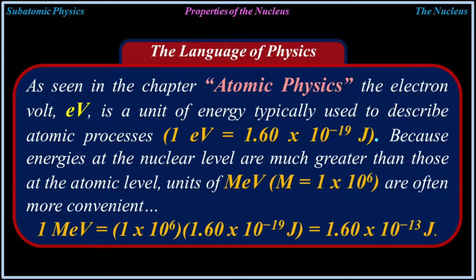As seen in the chapter Atomic Physics, the electron volt, eV, is a unit of energy typically used to describe atomic processes. 1 electron volt equals 1.60 times 10 to the negative 19 joules. Because energies at the nuclear level are much greater than those at the atomic level, units of mega electron volt, where M equals 1 times 10 to the 6th, are often more convenient. 1 mega electron volt equals 1 times 10 to the 6th times 1.60 times 10 to the negative 19 joules, which equals 1.6 times 10 to the negative 13 joules.